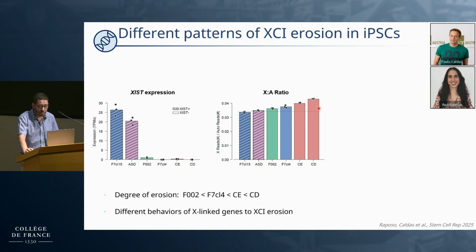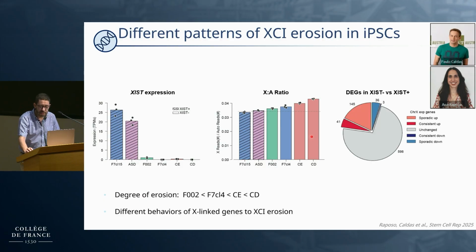But interestingly, what we observed was that there was a degree of erosion, with some cells like this one barely eroding, and other ones much more advanced in the erosion, like this CD line. So by comparing the XIST-negative with XIST-positive cell lines by differential expression analysis, we observed that around 41 X-linked genes were consistently overexpressed in our eroded lines, while 145 genes were overexpressed in some, but not all, XIST-negative cell lines. But you can also appreciate that many genes do not change, which is even the majority.